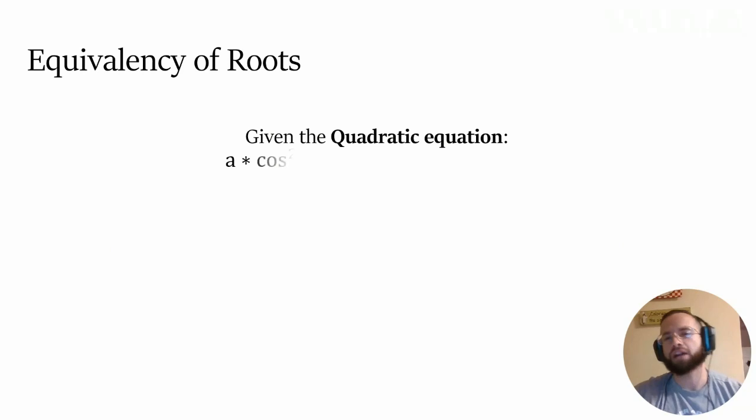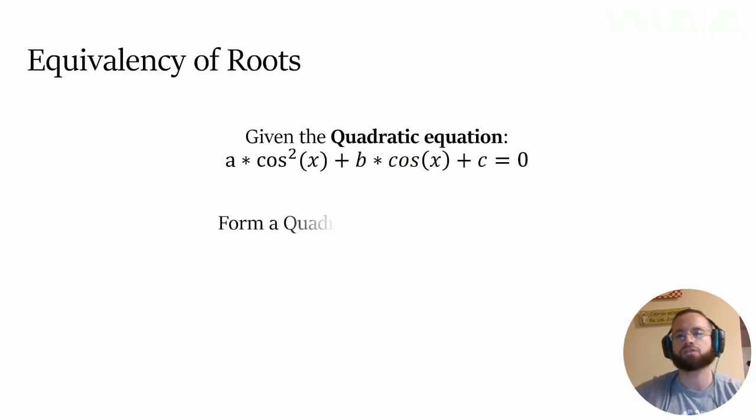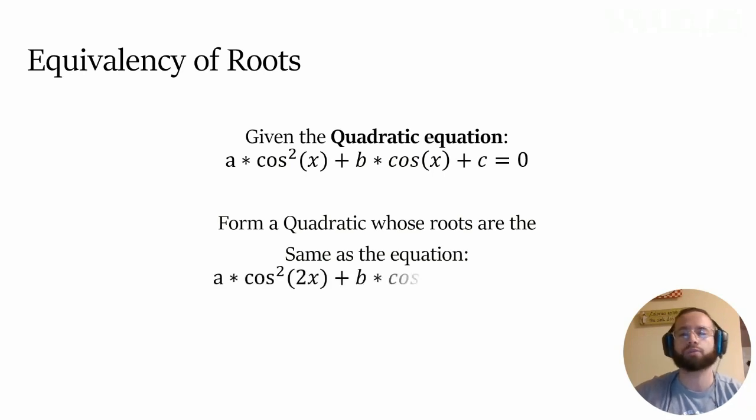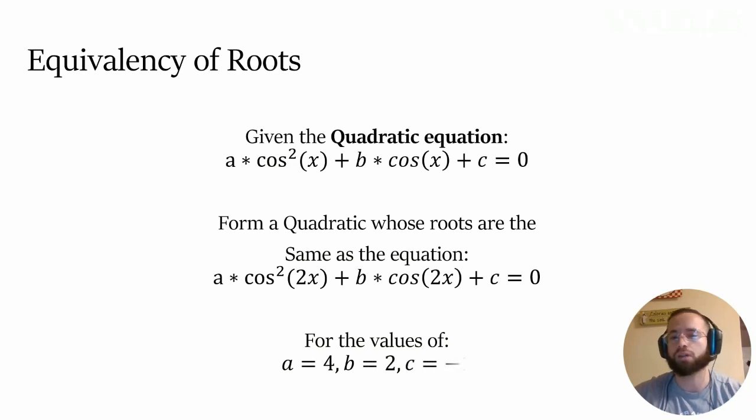Let's consider the following quadratic equation: a times cosine squared x plus b times cosine x plus c equal to 0. And we want to form a quadratic whose roots are identical to the following: a times cosine squared 2x plus b times cosine 2x plus c equal to 0. And we want to find the solution for particular values of a equal to 4, b equal to 2, and c equal to -1. How are we going to do this? Well, what we want to do is substitute cosine x in terms of cosine 2x and find the conditions where the first equation and second equation are equivalent.